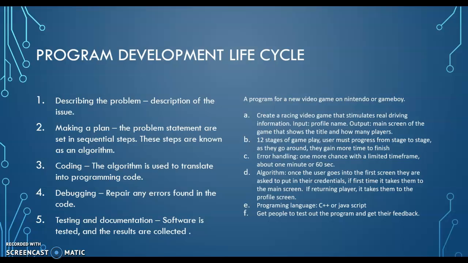There will be 12 stages of gameplay. The user must progress from stage to stage as they go around. They gain more time to finish as they go around the track. Error handling: one more chance with a limited time frame, about 1 minute or 60 seconds, to get to the finish line. And the algorithm.